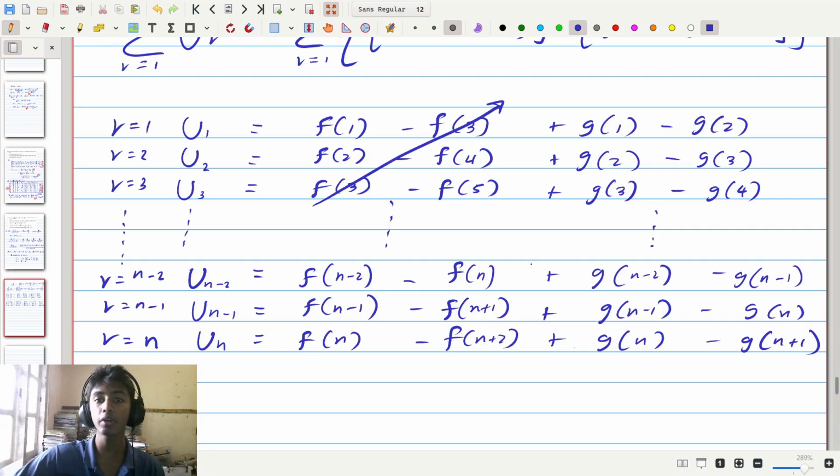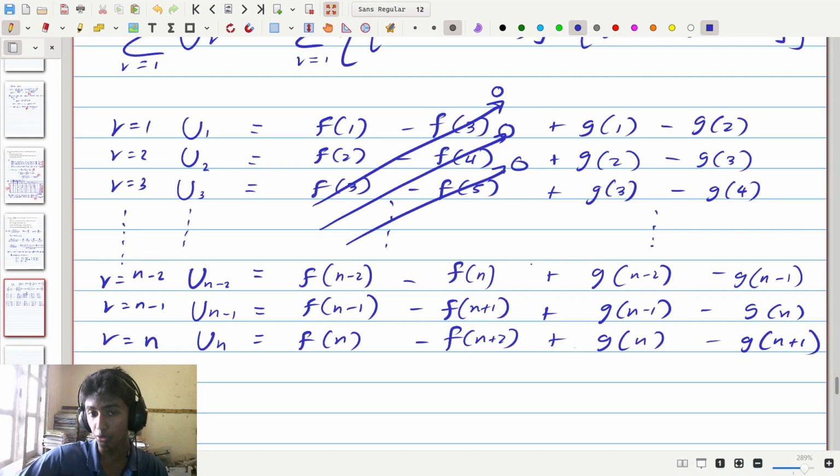So if we add them together, we get 0. Similarly, there's going to be f of 4 here. That f of 4 cancels with this minus f of 4, giving us 0 here. So this is 0. This is also 0, and so on and so forth downward.